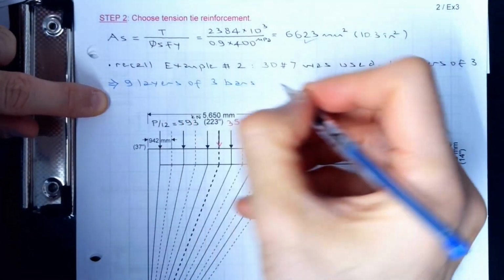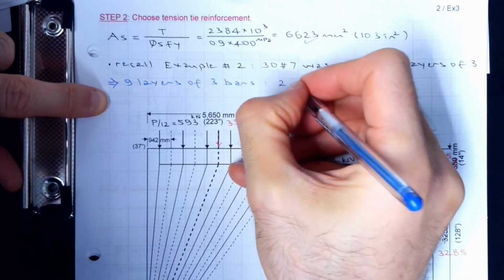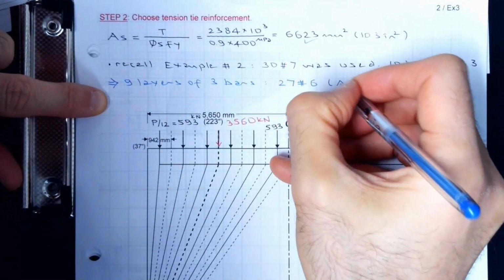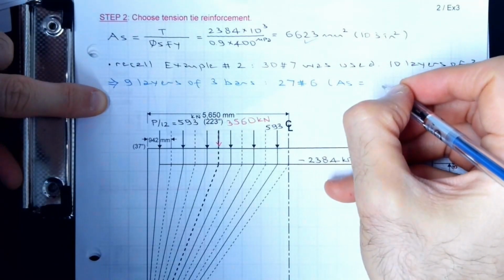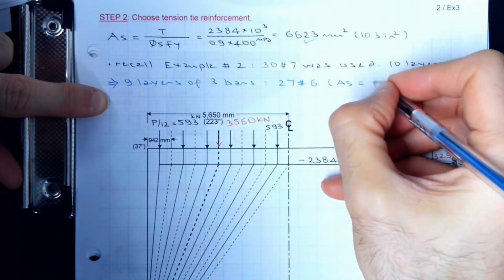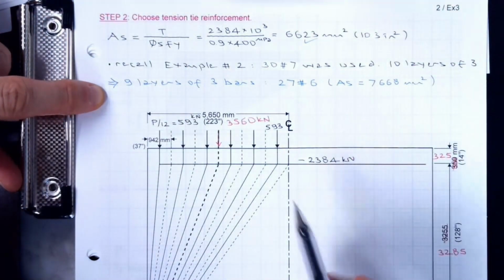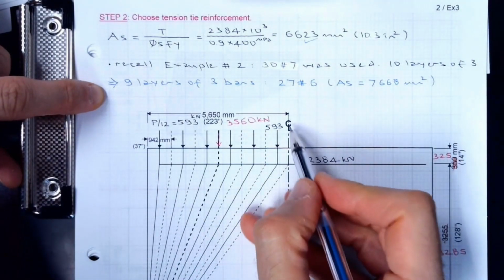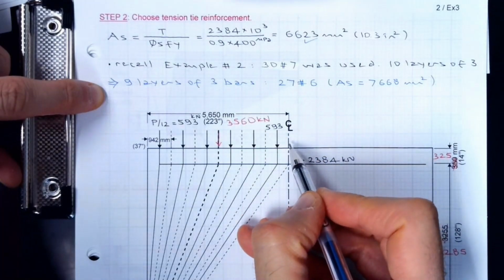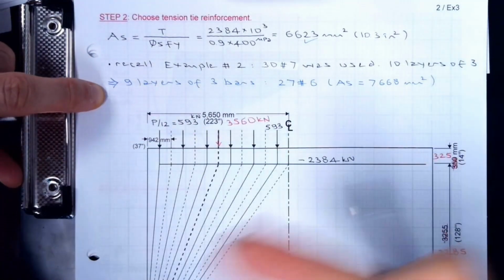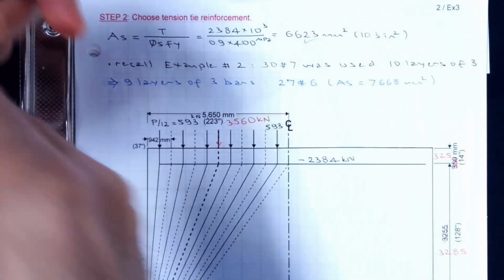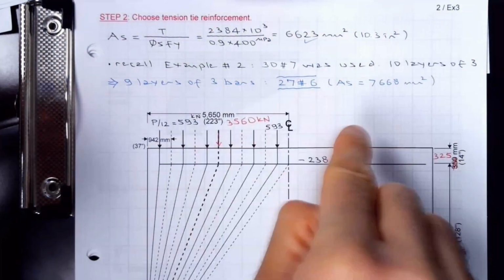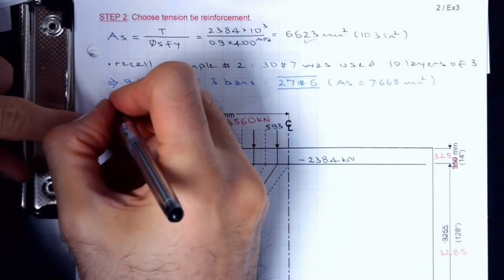because that gives the area. So I'm going to be using 27 number 6. The area would be 7668, which does make sense because a uniformly distributed load would have less effect as compared to a single point load at the midspan because it's distributed. So it does make sense. I would have expected less for the uniformly distributed case. So this is what I'm using.